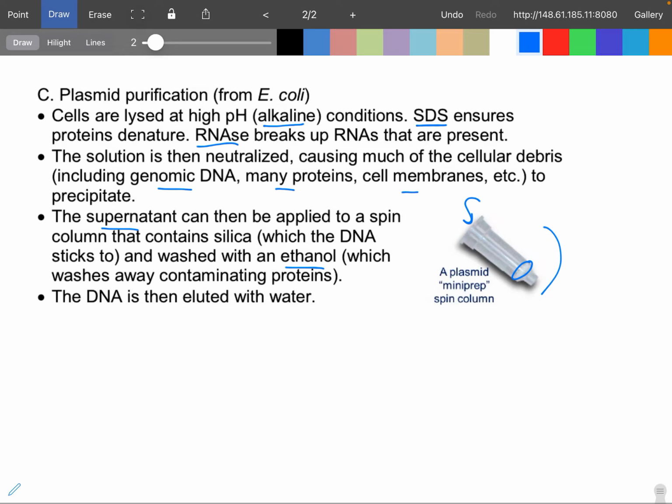Now the ethanol is going to wash away the contaminating proteins. Proteins interact well with ethanol because ethanol has this sort of polar yet also nonpolar components, just like proteins do. But DNA is very, very polar, especially double-stranded plasmid DNA, and so it's definitely not going to wash away in the ethanol. It's going to stay bound to that silica, and so that's going to enable us to wash away those contaminating proteins, and then we're going to use water to elute the DNA from that spin column.